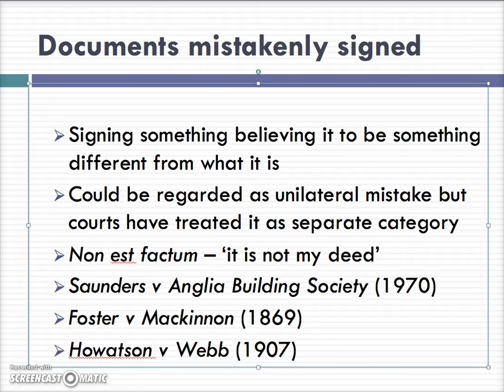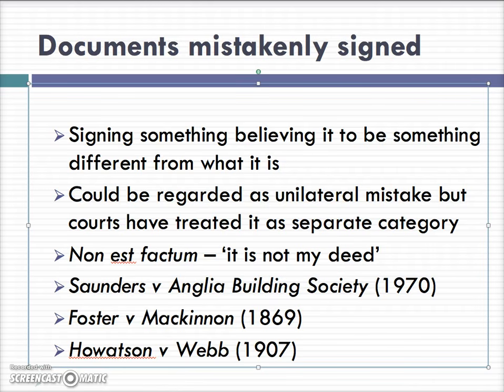Lastly, there's also a mistake which we can call documents mistakenly signed. This happens when people sign something believing it to be something different from what it is. Of course, we could regard this as a unilateral mistake, but generally the courts have treated this as a separate category. We can call this the doctrine of non est factum. Non est factum basically means it is not my deed. A claim under the doctrine of non est factum means that you are pleading that although something was signed by someone, it was signed by mistake, the mistake was not negligent, and the contract should be set aside.